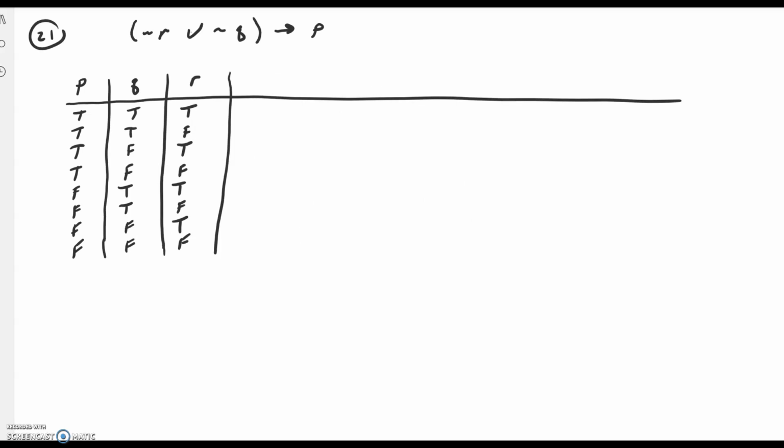Problem 21, we have to construct a truth table. And in order to do that, we need three simple statements, P, Q, and R. And so we put them in alphabetical order, and P has the first half true and the second half false, and there's 8 altogether. Because there's 3 simple statements, and 2 to the third power is 8. So then Q alternates in groups of 2, true first, and then 2 false, 2 true, 2 false, and then R is true, false, true, false, true, false, true, false.